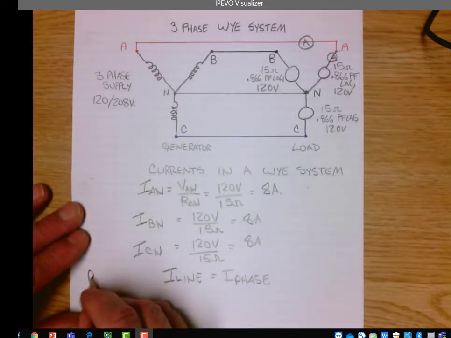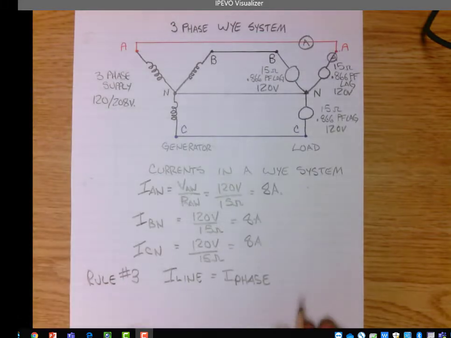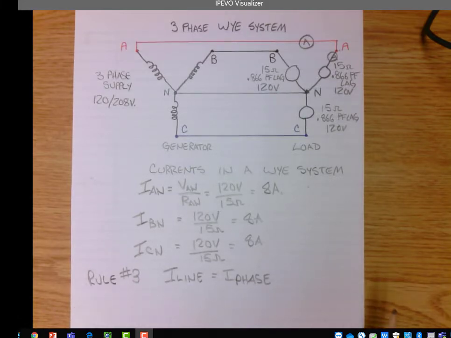That is rule number 3 for three-phase systems: the line current equals the phase current. Those are about the only 3 rules we use for Y systems. And this is rule 3.